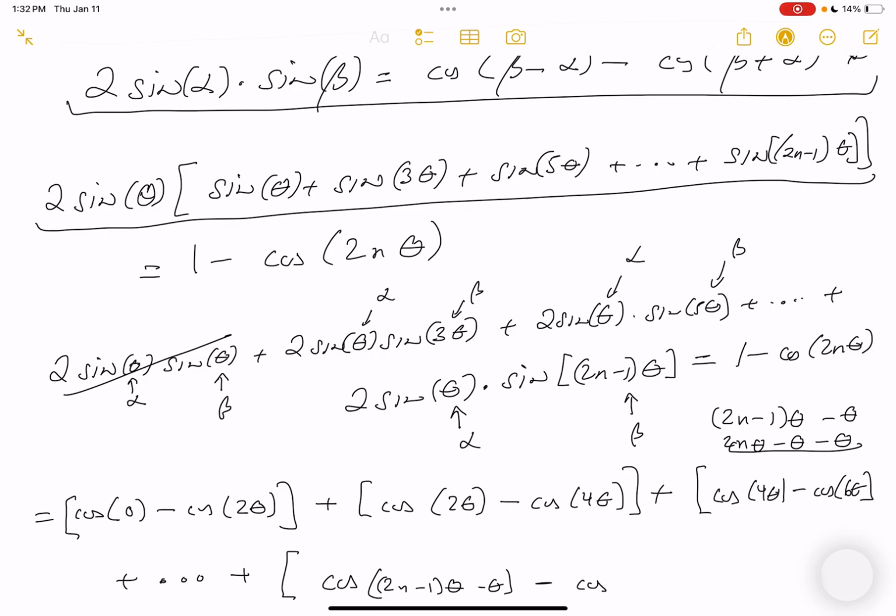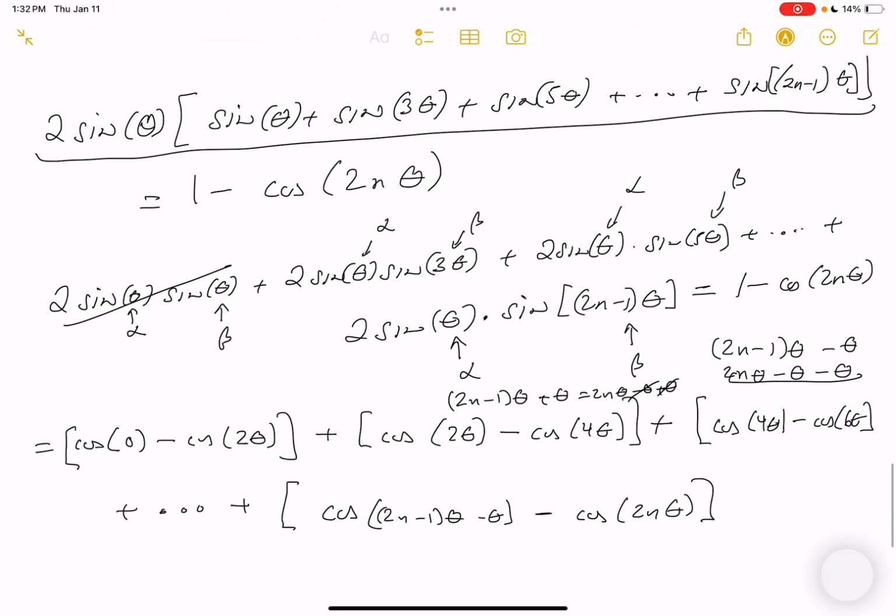And then what do you get? Minus cosine. Well, now I have another problem over here. I have to add them together. Let me write that down for you. So it's 2n minus 1 theta plus theta. And it's not that bad to do. What do you get? You get 2n theta minus theta plus theta, and they just cancel off. So what do you get? 2n theta.